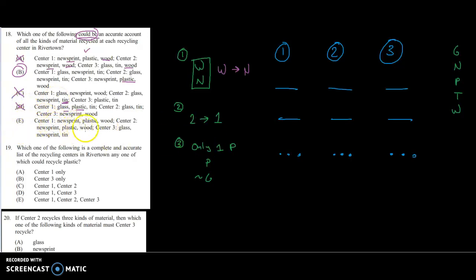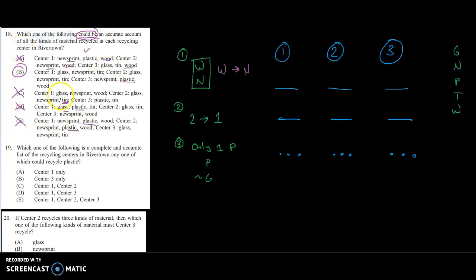Okay, what about E? Let's see here. Plastic and newsprint and wood, right? We have wood, therefore newsprint, so we're good. Plastic. Oh, I see the problem. Plastic here, plastic there. We're supposed to only have 1 plastic. That's out. Okay. Hopefully that made sense.